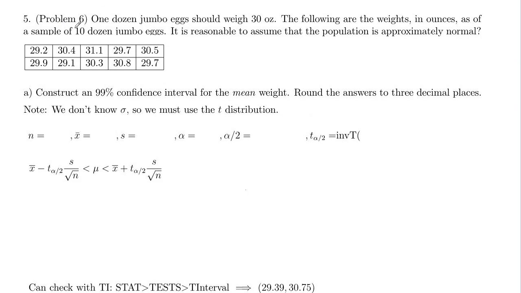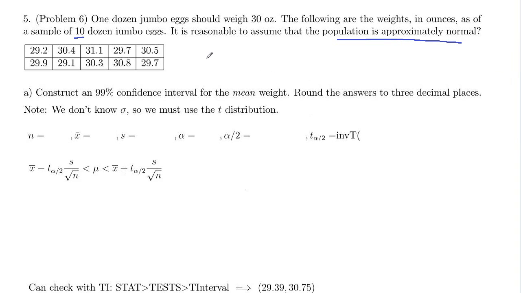And this example is like problem 6 in the exam 3 review. We have a dozen jumbo eggs that should weigh 30 ounces. The following table here are weights in ounces of a sample of 10 dozen jumbo eggs, and they're telling us it is reasonable to assume the population is approximately normal.